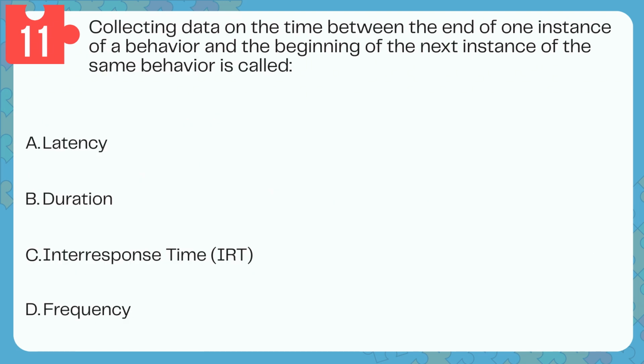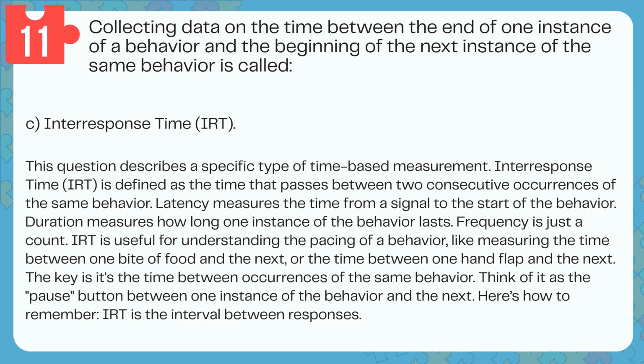Question 11. Collecting data on the time between the end of one instance of a behavior and the beginning of the next instance of the same behavior is called: A. Latency. B. Duration. C. Interresponse time, IRT. D. Frequency. Answer: C. Interresponse time, IRT.